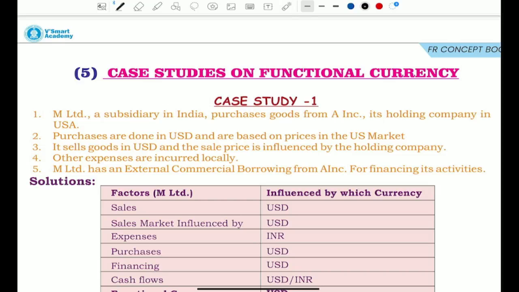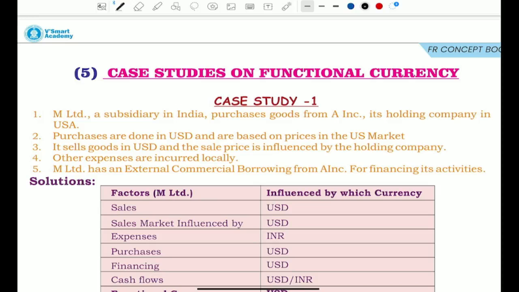M Limited is a subsidiary in India. It purchases goods from A Incorporation, its holding company in USA. Purchases are done in USD, based on the price in the US market. It sells goods in USD only. Sale price is influenced by the holding company, which is in the US. Other expenses are done locally. M Limited has an external commercial borrowing from A, also in US dollars. So tell me, which currency is dominating? US dollar. So US dollar is the functional currency.